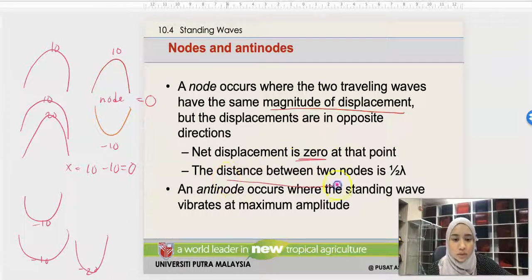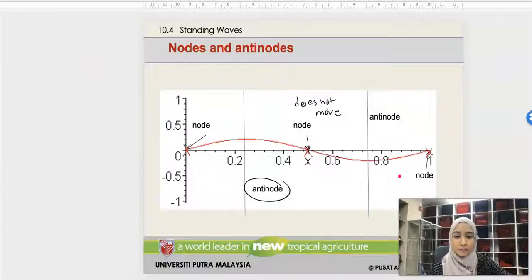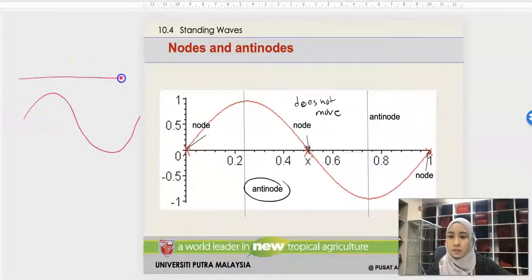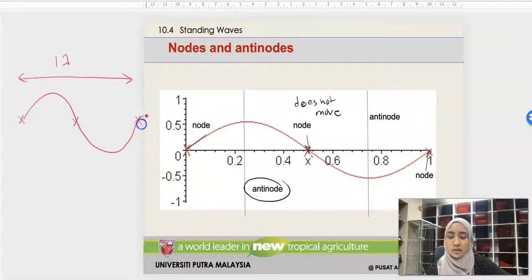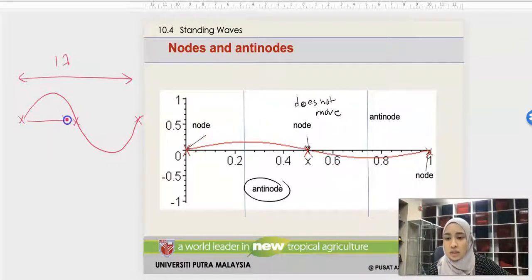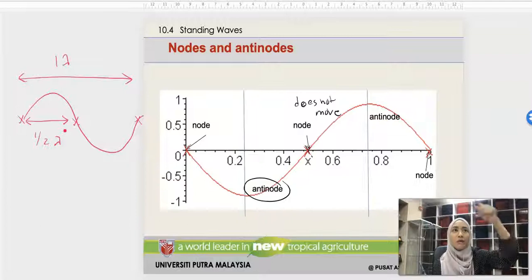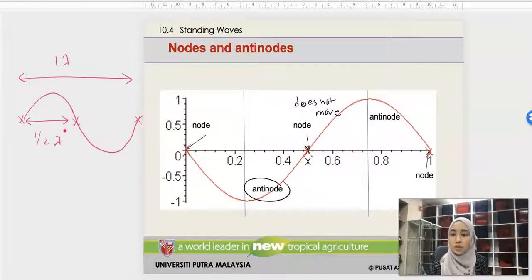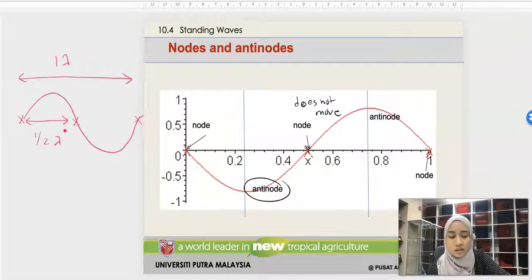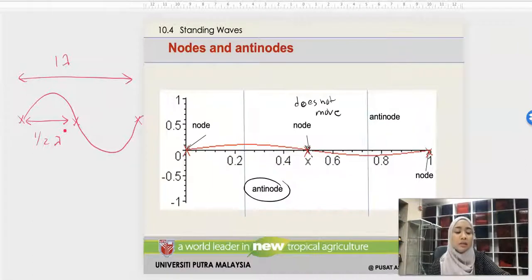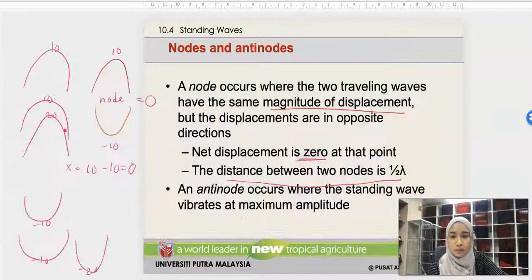Now, the distance between two nodes is half a wavelength. Let's look back at the diagram just now. We know that one wavelength looks like this. This is one wavelength. So if this is one node, this is one node, and this is one node, they said that the distance between two nodes is half a wavelength. So that is what it means. You have one wavelength, and the distance between two nodes is half a wavelength. So that's just something to know. You don't have to memorize. Just look at the diagram, understand it. Inshallah, tak payah. You don't have to memorize. Okay.